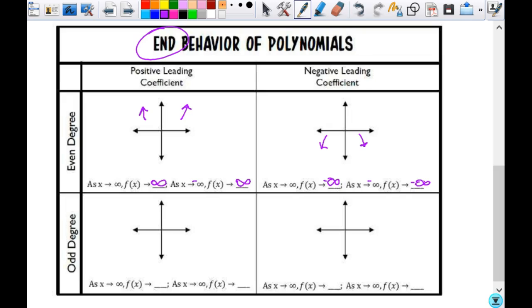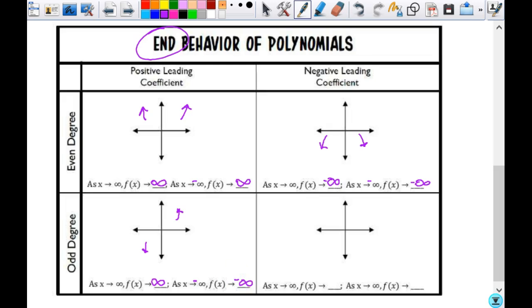Odd degree, positive leading coefficient. If it's odd, they're opposite. So is it down, up, or up, down? Down, up, right? We're up on the positive side of the x-axis, positive leading coefficient. So as x approaches infinity, f of x approaches infinity. Make sure you add the negative. I was the victim of cutting and pasting and not fixing. And then this should be negative infinity here.